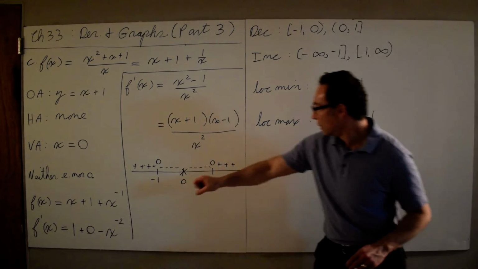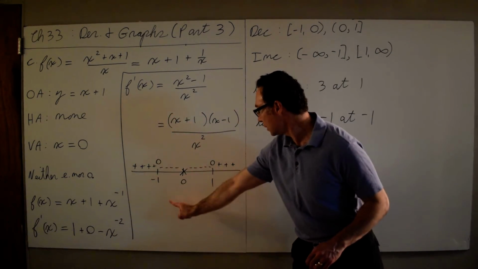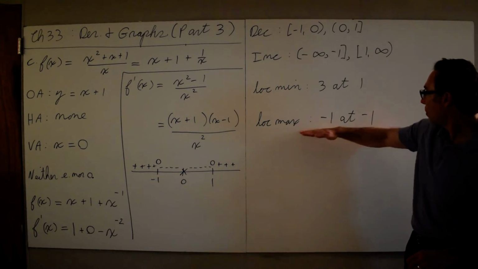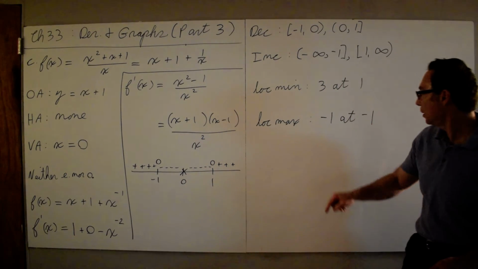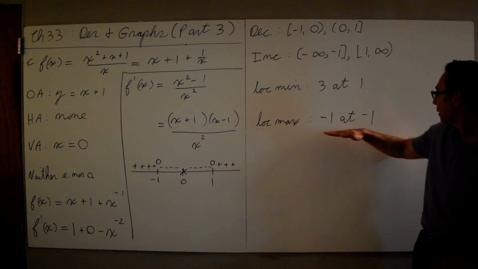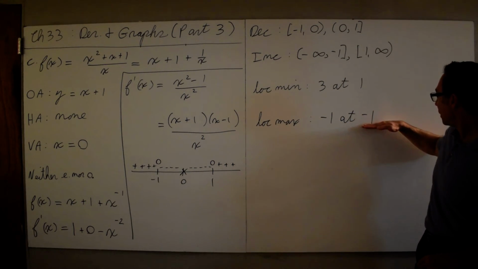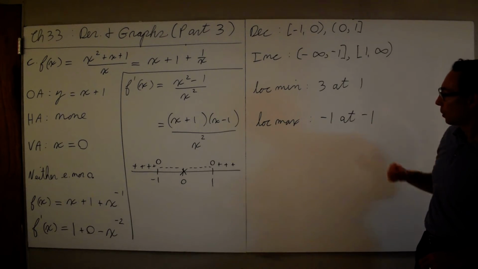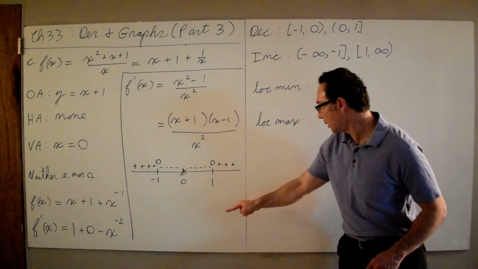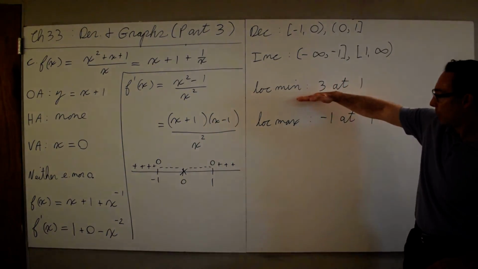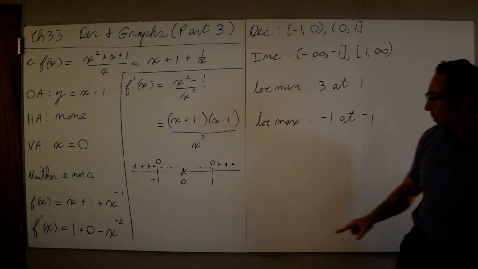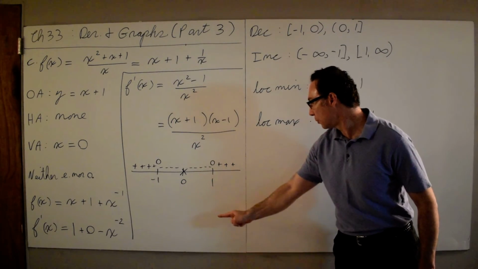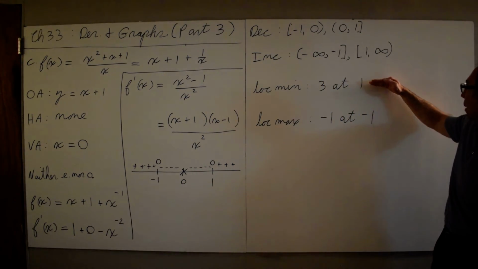When your function goes from increasing to decreasing, that makes a local max. So our function went from increasing to decreasing at negative 1. That gave us a local max of negative 1 at negative 1. When your function goes from decreasing to increasing, that makes a local min. So we have a local min of 3 at 1, because 1 is where our function went from decreasing to increasing. That made a local min.